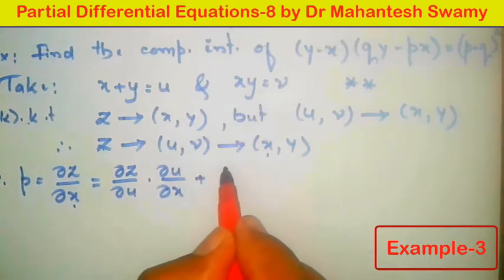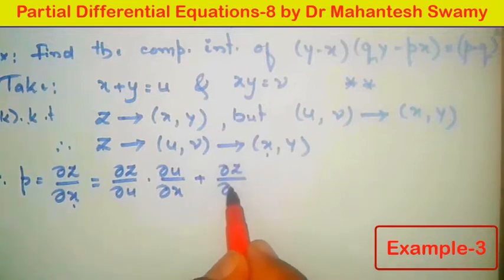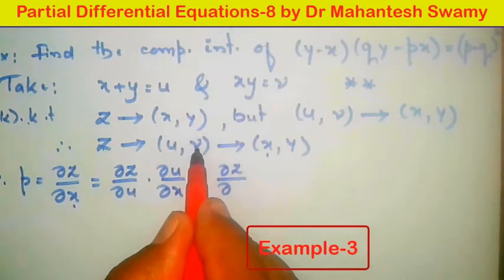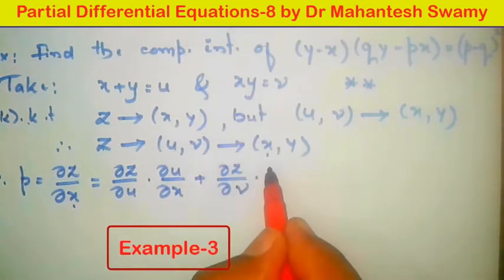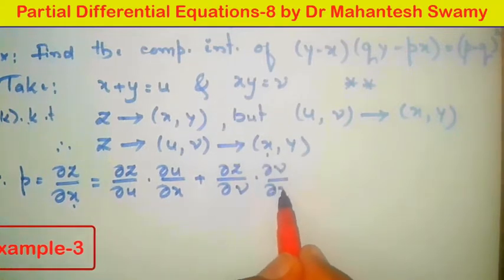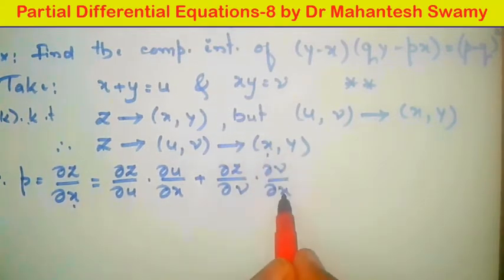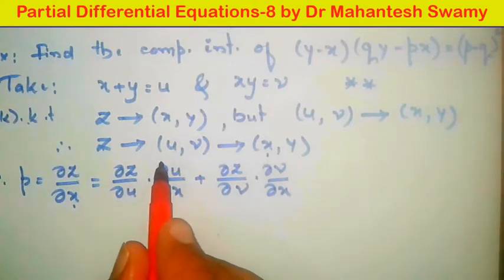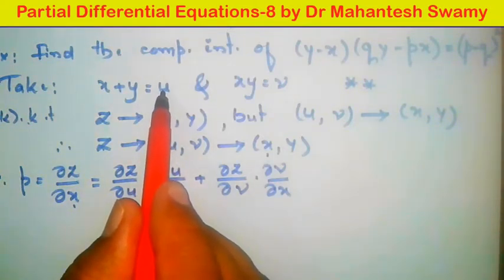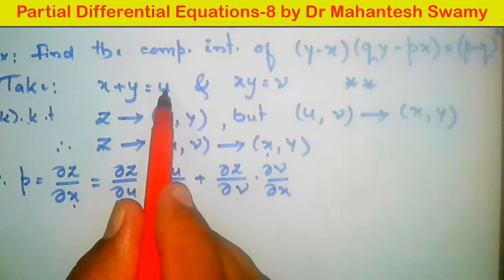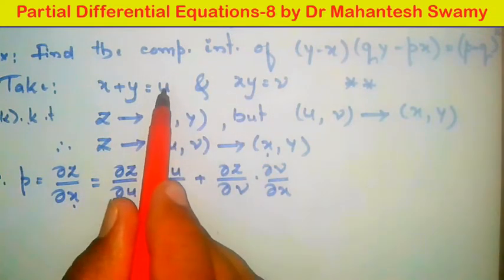Plus similarly ∂z/∂v, that is the second member here, into ∂v/∂x, of course, because the differentiation is with respect to x. Therefore it is ∂v/∂x. And now if we substitute the value of ∂z/∂u, what is ∂z/∂u from this expression, ∂u/∂x?